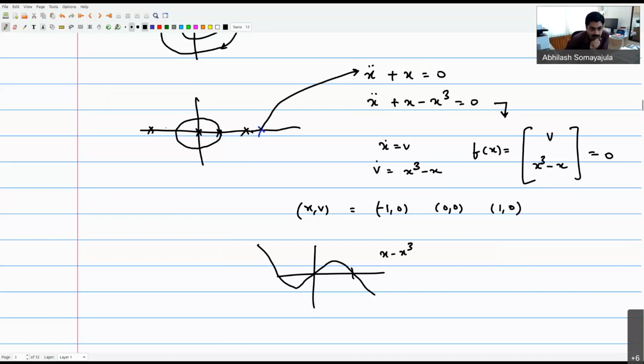Now, what happens when I have a trajectory which is behind here? Just mark it in another color. What should happen here?